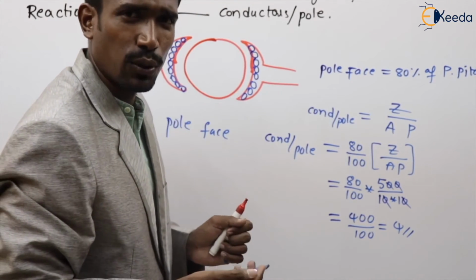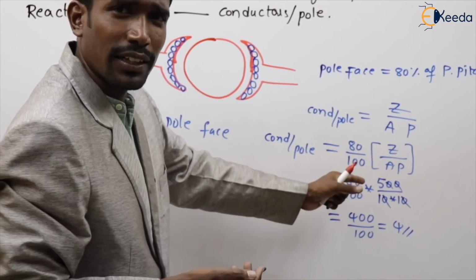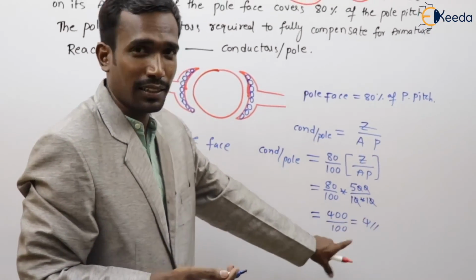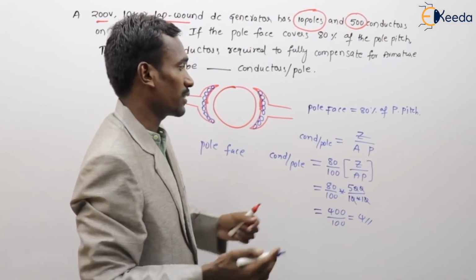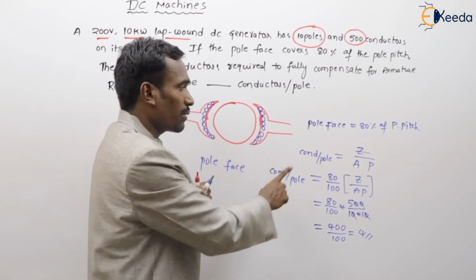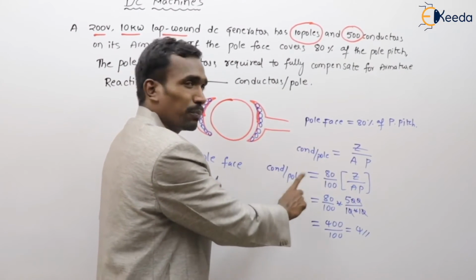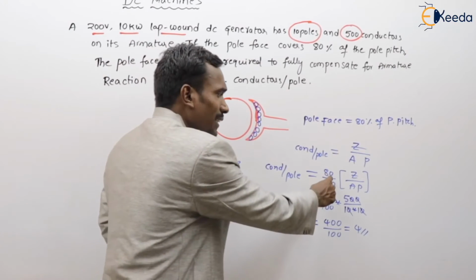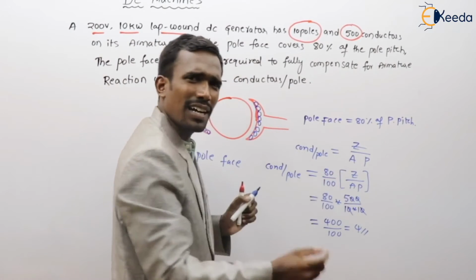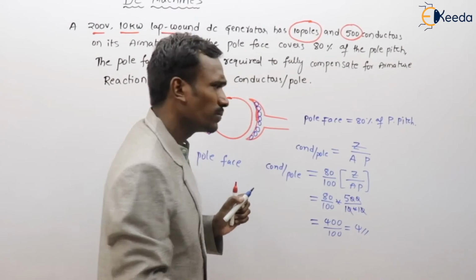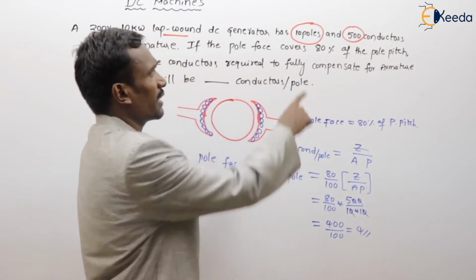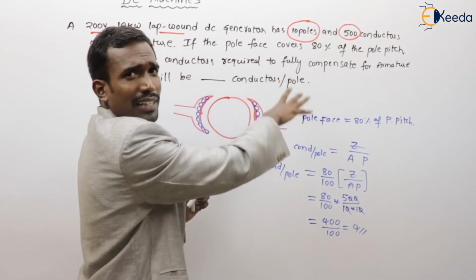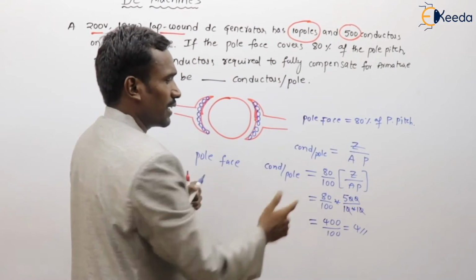The actual answer is 4. Are you getting it or not? This is the 100% correct answer. Based on our formula, the pole face conductors per pole is equal to 80% of the actual value. What is 80%? Nothing but 80 by 100, or simply 0.8. The number of conductors is 500, and the number of parallel paths and poles are both 10, so we get the answer 4.